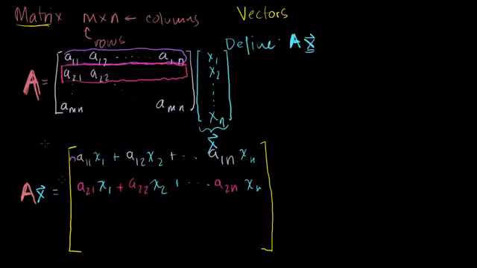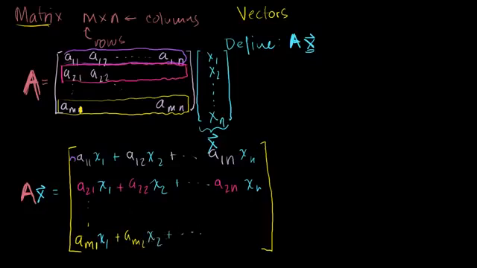And then we keep doing this for every row until we get to the mth row. And then the mth row will be am1. Oh, sorry, this is am1, right? This is the mth row, first column. am1 times x1 plus, it's hard to keep switching colors, plus am2 times x2 all the way until we get to amn times xn.